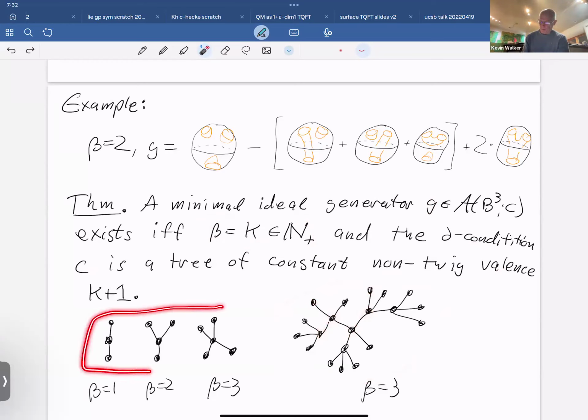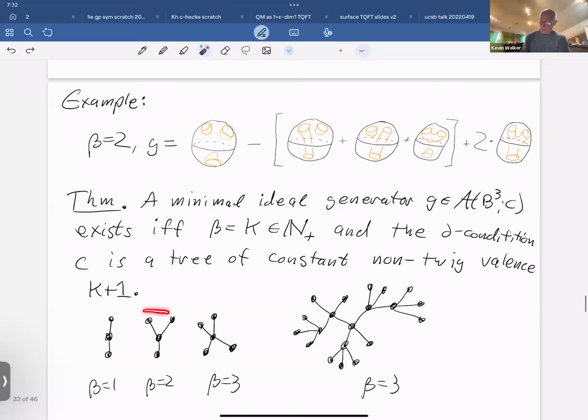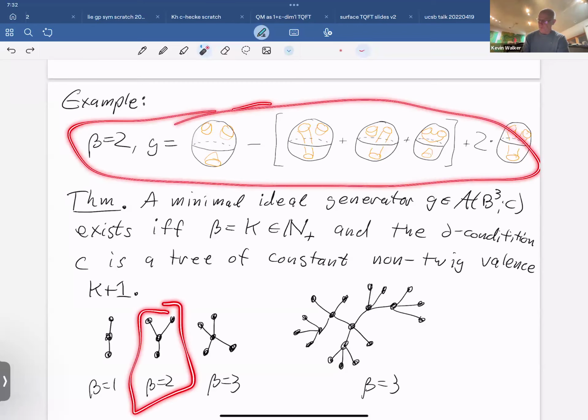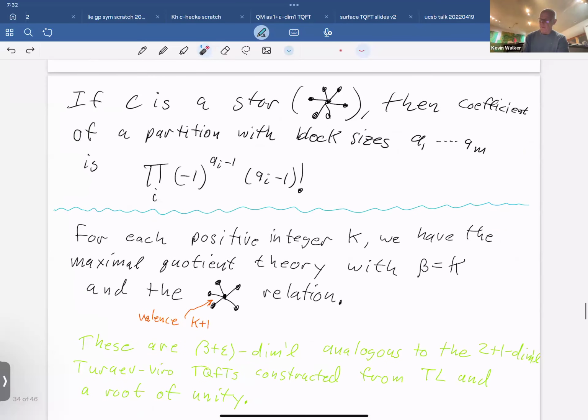So the simplest trees look like this. And so the beta equals 2 example is what I've drawn up here, but one can do that, and in fact, one can write it explicitly for these simple trees, which correspond to maximal ideals. The vector space is indexed by set partitions, and so if I have a set partition whose block sizes are A1 through AM, then its coefficient in this linear combination is this product of exponentials with some signs. And the proof is slightly involved, but elementary.